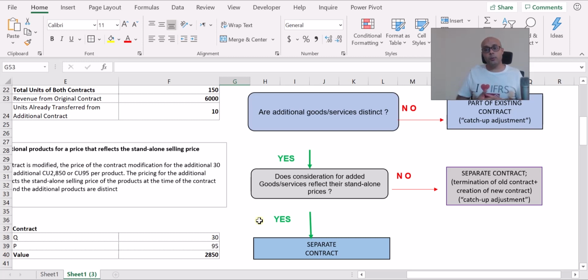In the second case, we are going to introduce the complications. So we are going to ask, how can we deal with catch-up adjustments? And how can we terminate the old contract and initiate a new contract if this complication is related to the performance obligations not being sold at standalone selling prices? Let's see.